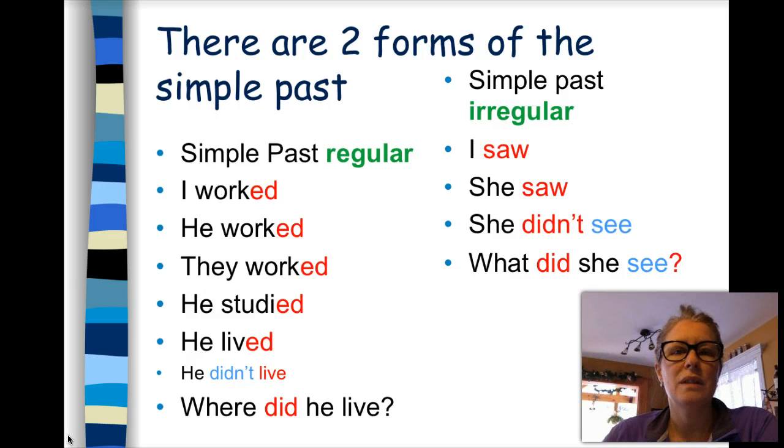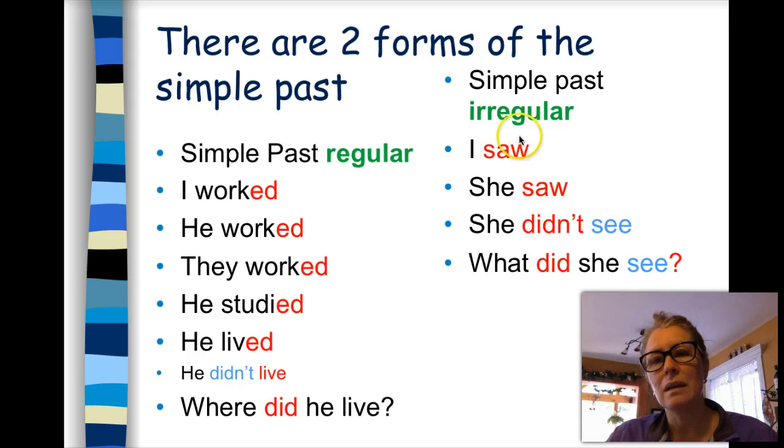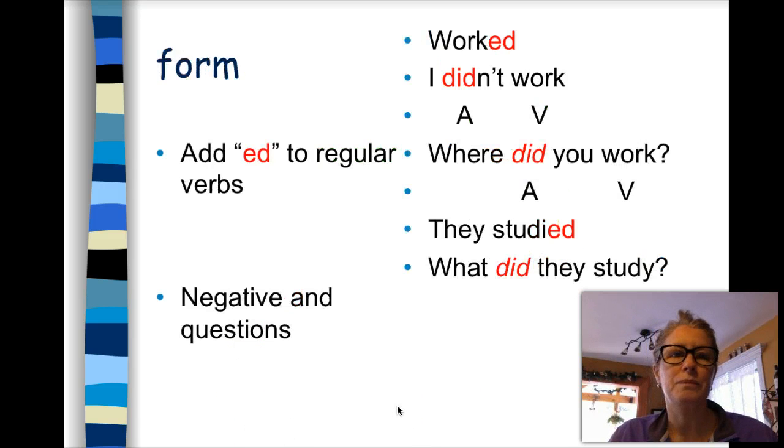There are two forms of the simple past. We have regular, where you add ed to your verb, and it does not matter what your subject is. Or we have irregular, where you don't add ed, and again, it does not matter what your subject is. But you have to learn these forms. So we'll look at how to make them negative in each structure. In fact, it's the same thing. And how to make questions. Again, it's the same thing.